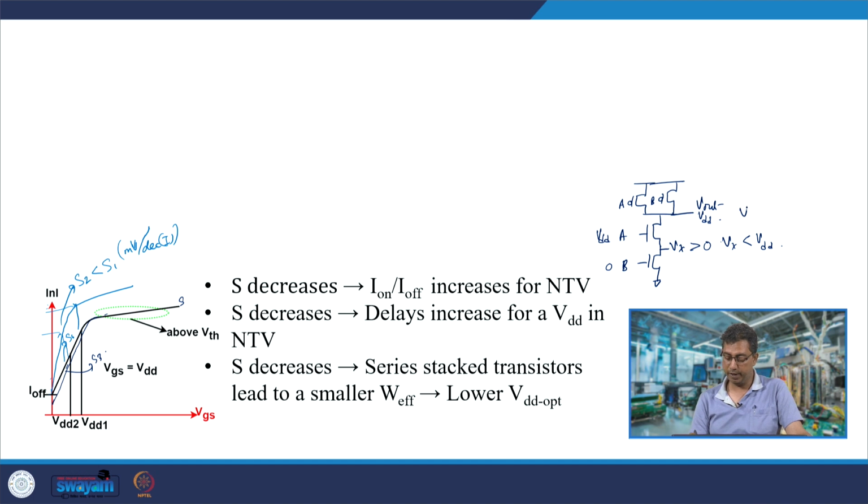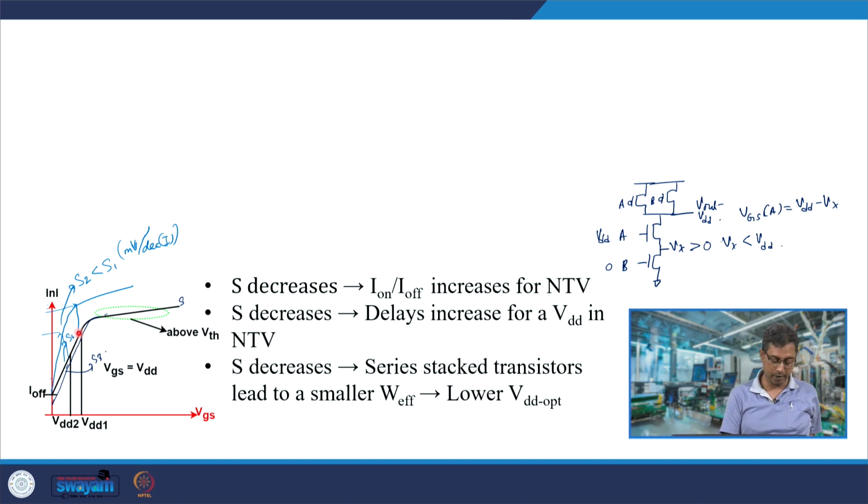So, VGS of transistor A would be VDD minus Vx, so it would be a smaller value. Suppose this is the value of VDD that we are discussing. Transistor A would have a VGS which is smaller than this VDD, transistor B would have a VGS which is 0, and transistor A would have a VGS which is VA minus Vx, and that is smaller than VDD.